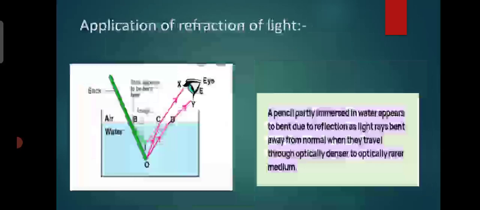Next, application of refraction of light. When we see a pencil partly immersed in water, it appears bent due to the refraction of light. Light rays bend away from the normal when they travel from an optically denser to an optically rarer medium. When we see from the outside, from the air, we can see that the pencil seems to be broken, but it is not actually happening. It happens due to the refraction of the medium.